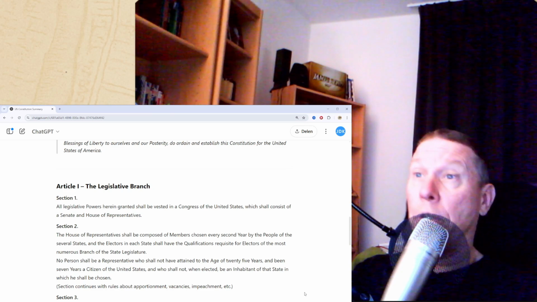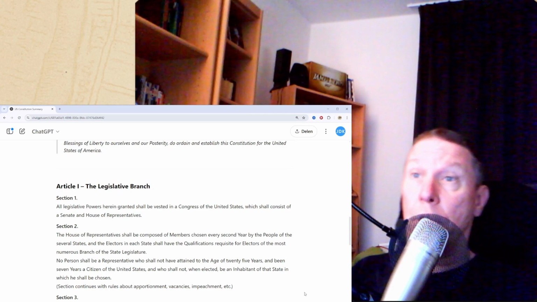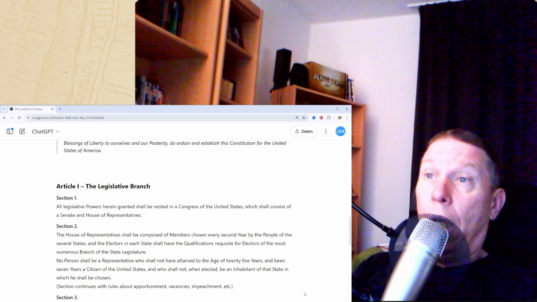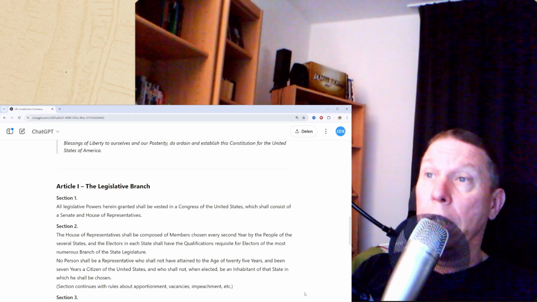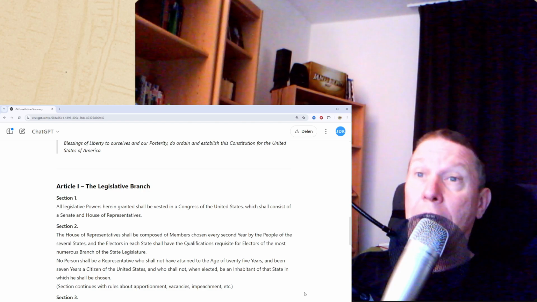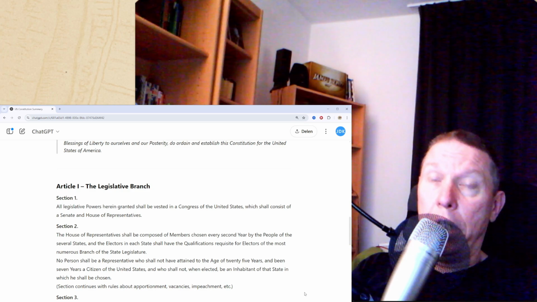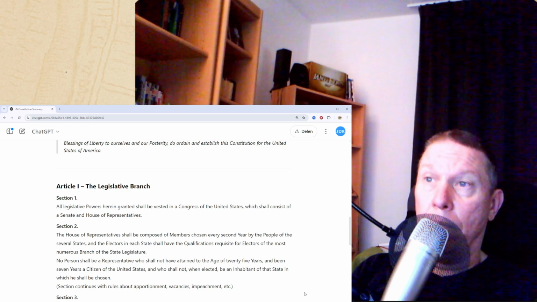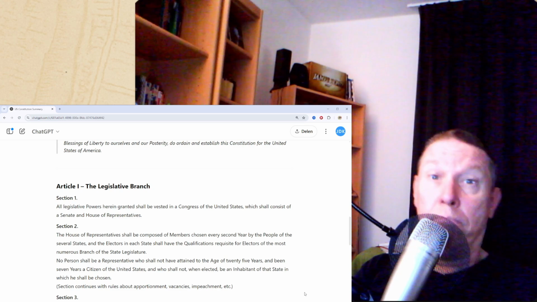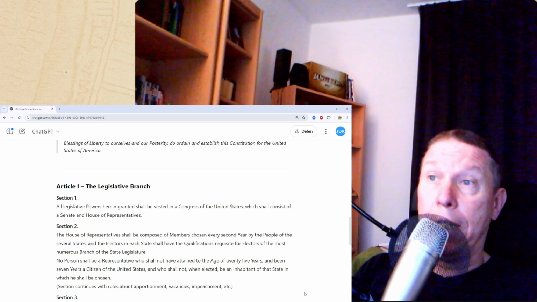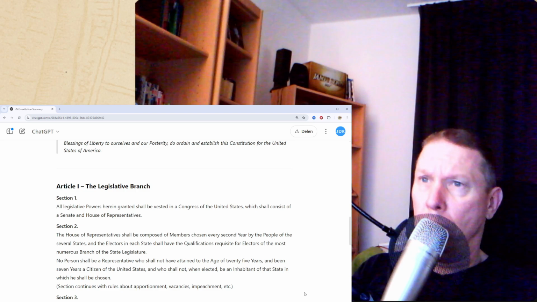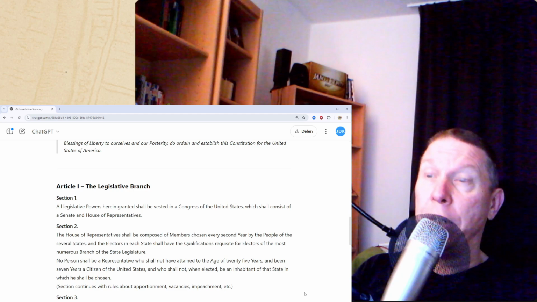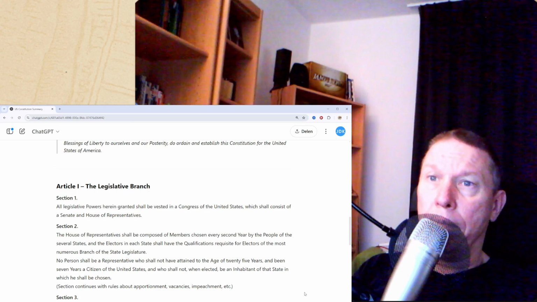Strange. I don't get it. If I read this, and if I read it well, then it reads: when you get elected, you cannot be elected if you are a citizen of the state in which you will be chosen. That's what I read. Maybe I'm wrong, but that's what I read. The section continues with rules about apportionment, vacancies, impeachment, etc. So this is not the whole text, but yeah.